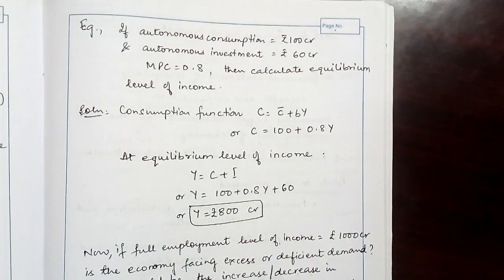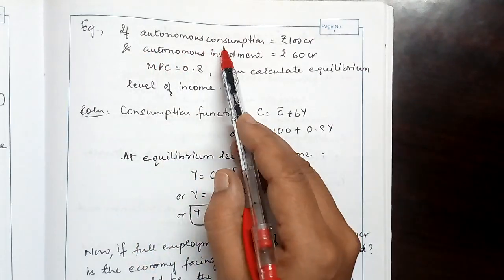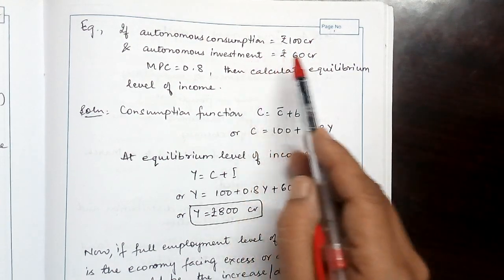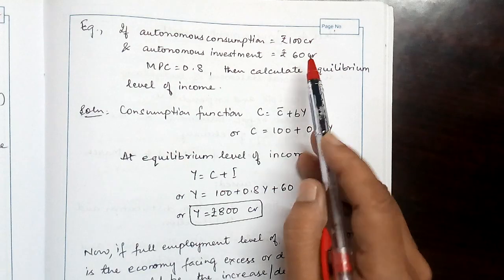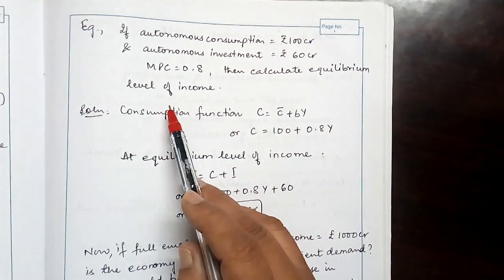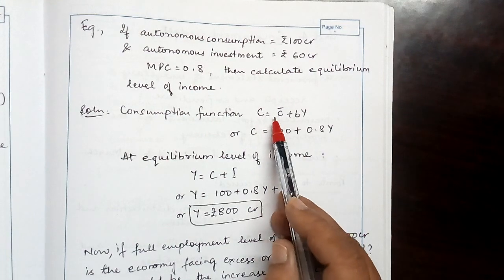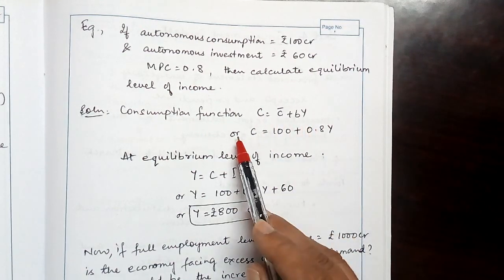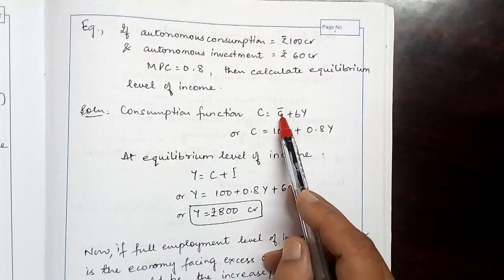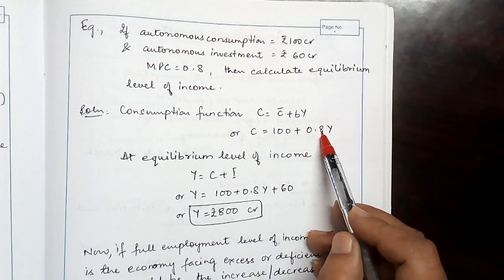Let us now try to solve a problem. Let's say autonomous consumption is given as rupees 100 crore, autonomous investment is 60 crore, and the marginal propensity to consume is 0.8. Then calculate the equilibrium level of income. We know the consumption function C is equal to C bar plus bY. Now putting in these values, autonomous consumption C bar is 100 plus 0.8 (MPC) into Y.